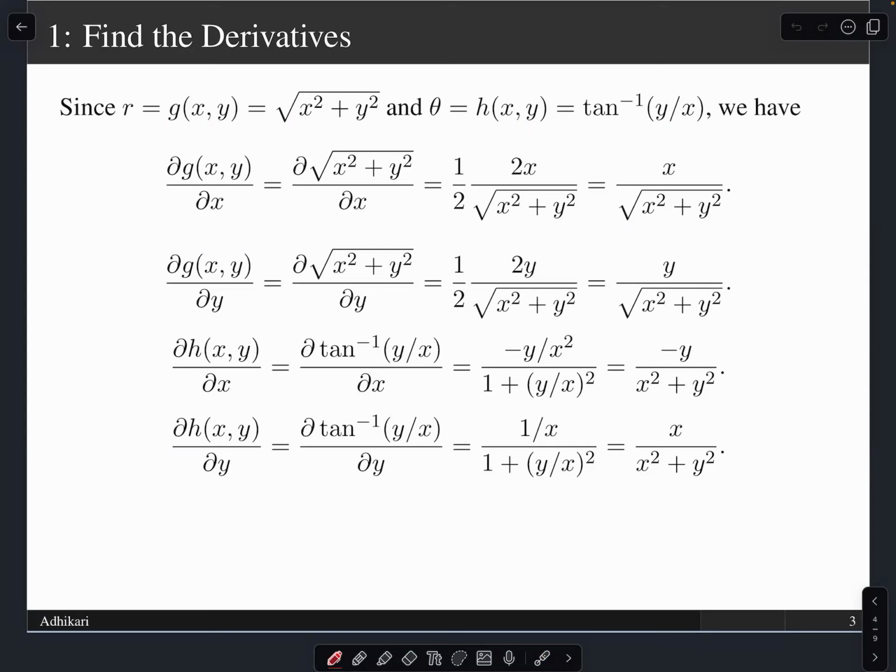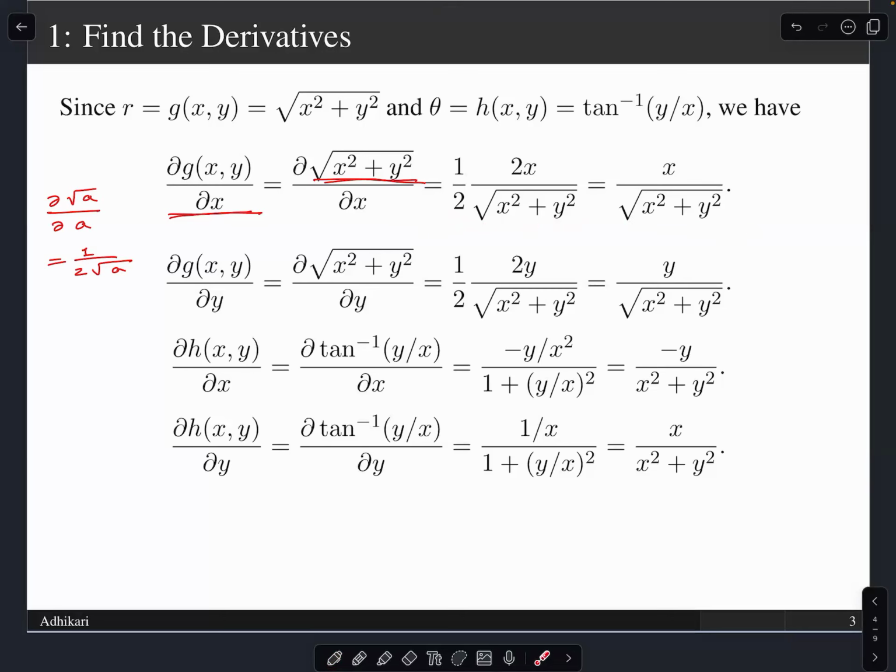Now, the first derivative we have is differentiating g with respect to x, and g is this square root. So we have to apply the chain rule here, and the formula we're using is for any square root. When we differentiate this, we get 1 by 2 square root of a. And so using that formula and applying the chain rule, we get this expression, and simplifying that, we get this.